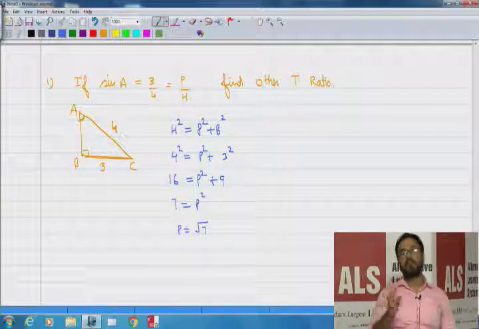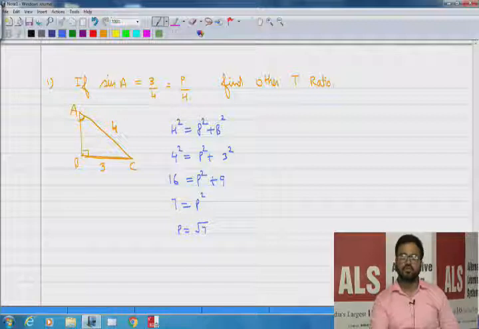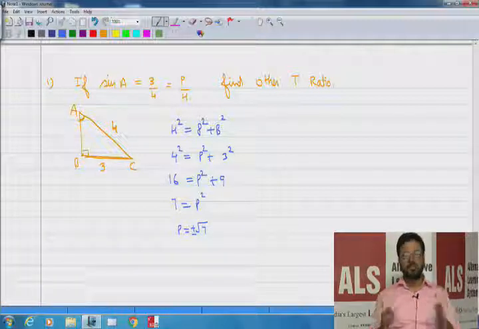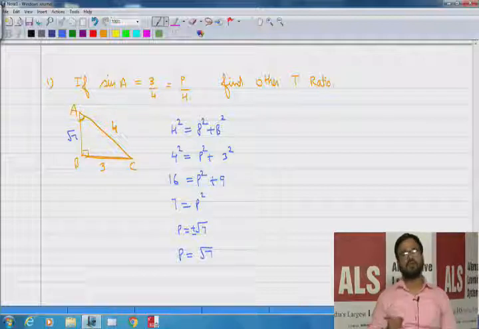And remember that in quadratic equations I told you whenever we are taking the square root in an equation we have to do the plus minus. So P will be plus minus of root 7, but this time these are the sides of the triangle. So sides cannot be negative. That's why we will take only the positive value of P, which is root 7. So this unknown side is root 7. Now this unknown side is root 7. So you can find the rest of the trigonometric ratios.